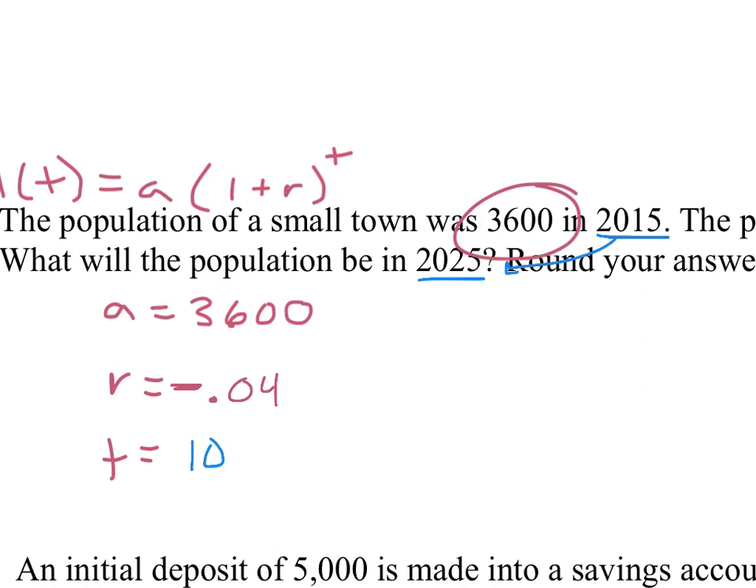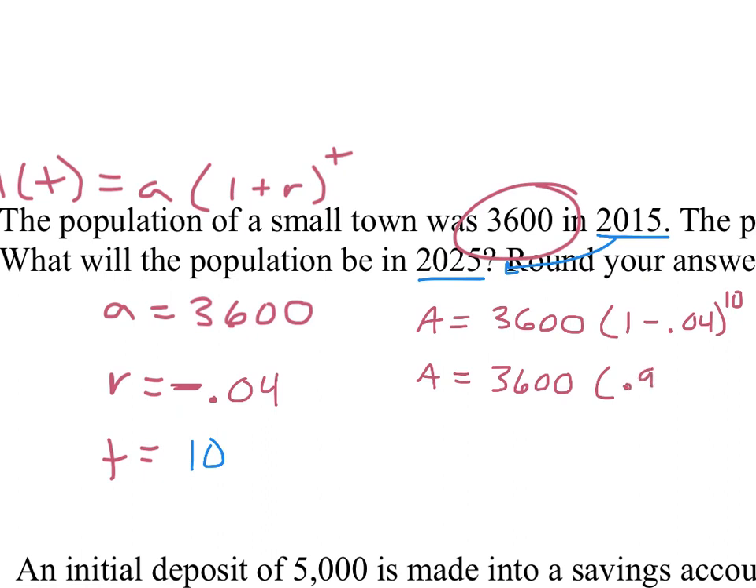And now we just plug all of that into our formula. So we have our amount after 10 years is going to be 3,600 times 1, usually it's 1 plus r, but since we have decreases, we're just going to say 1 minus 0.04 raised to the t, which is 10. So our amount is going to be 3,600. We can put 1 minus 0.04 into our calculator, which is going to give us 0.96 raised to the 10.